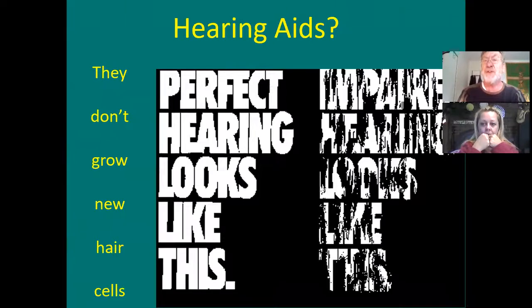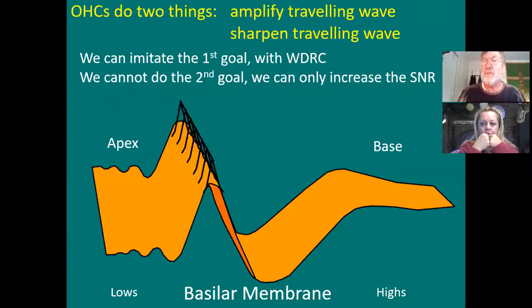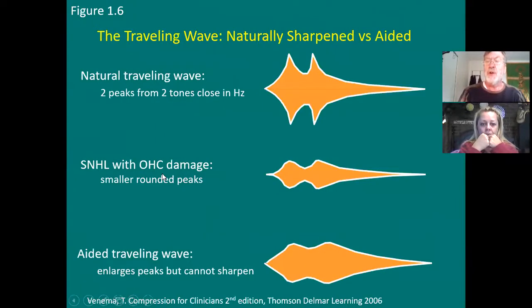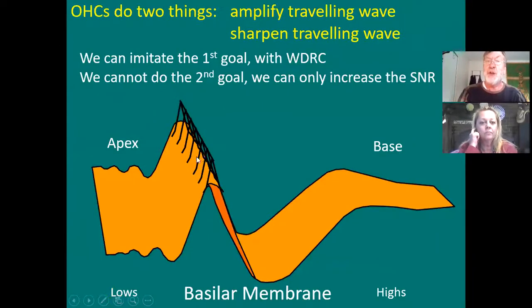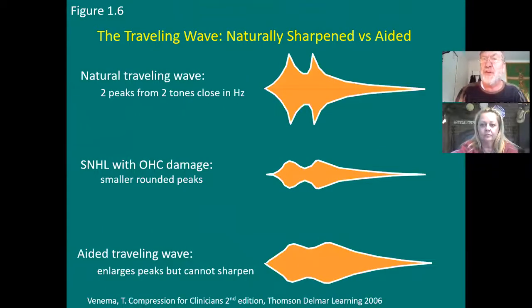Therefore, we must increase signal-to-noise ratio. So here are the two things the outer hair cells do: they sharpen and they amplify. In other words, the black areas right here are the action of the outer hair cells. When you lose this action, you have a broadened, rounded traveling wave, and it's more difficult to distinguish between frequencies close together. That's why people with hearing loss have more problems picking out speech from background noise, and why we need to increase the signal-to-noise ratio.